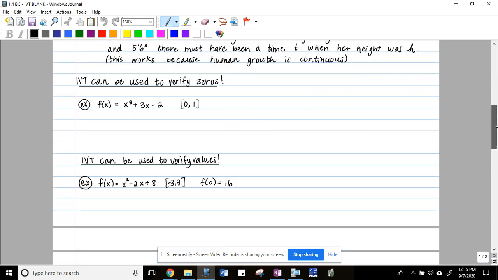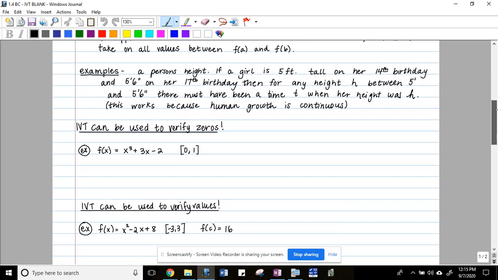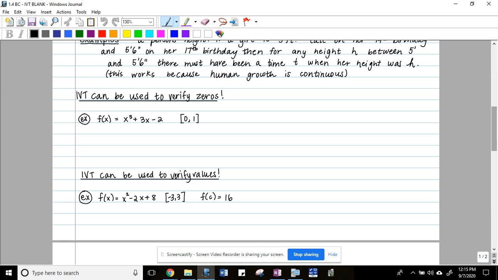Okay, here we go. We're not going to do the mixed review together. We're going to just do this piece. Okay, so intermediate value theorem can be used to verify zeros. It cannot be used to find them. It's just, do zeros exist? So it's an existence theorem.